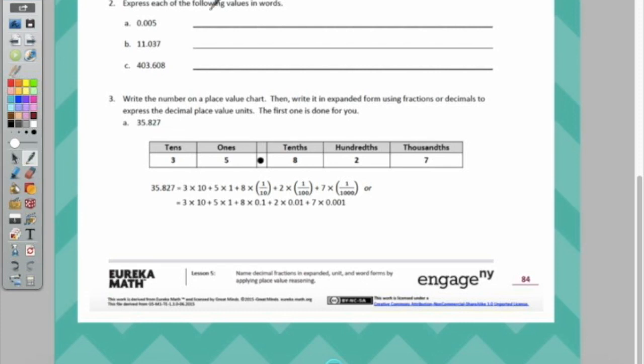Okay, that's what I write. Think you can handle that? Yeah. That's all I write. 5 thousandths. Okay, so you got that written with your pencil? Okay.